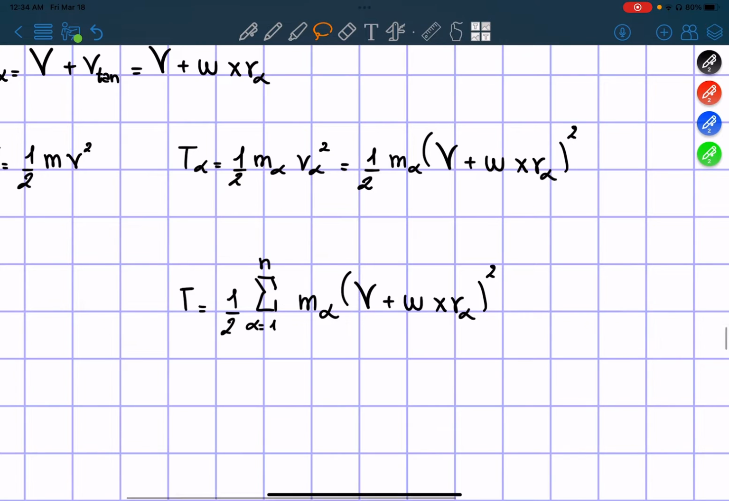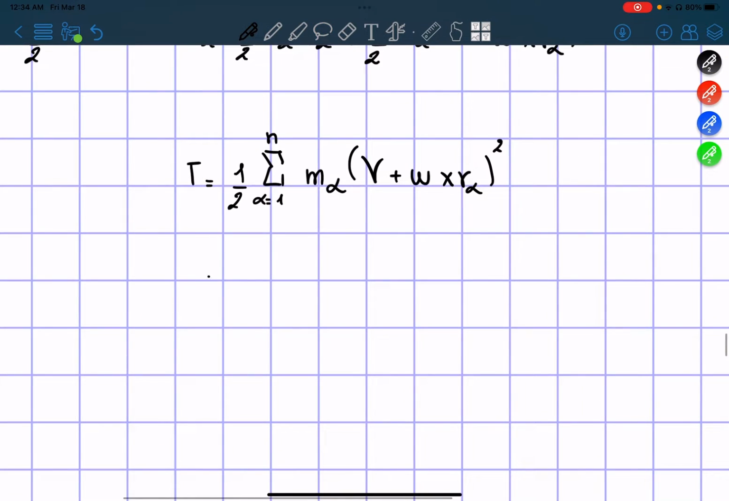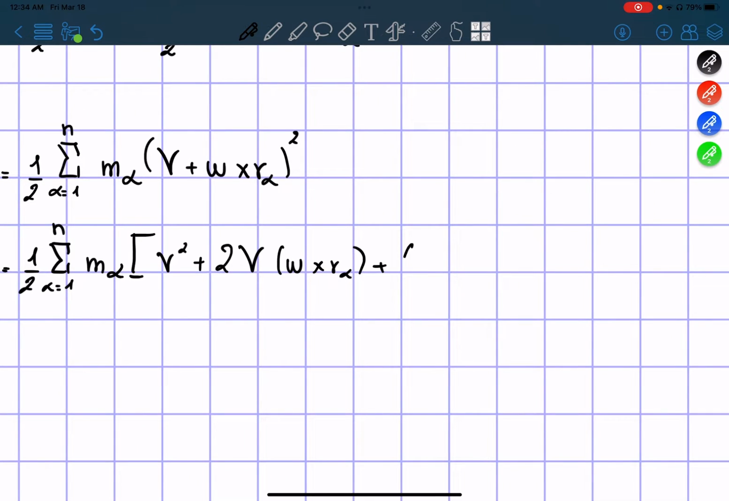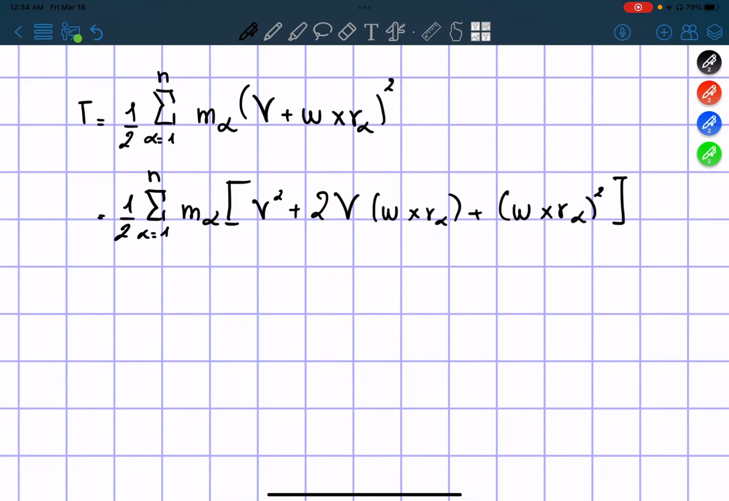So far everything's fine. So now we can expand this part and get 1/2, and then the sum alpha equals 1 to n, then m alpha. Let's expand this part. So the first one squared, so V squared, plus the double product. So we're going to have 2V times the w cross r alpha, plus the w cross r alpha squared. Okay.